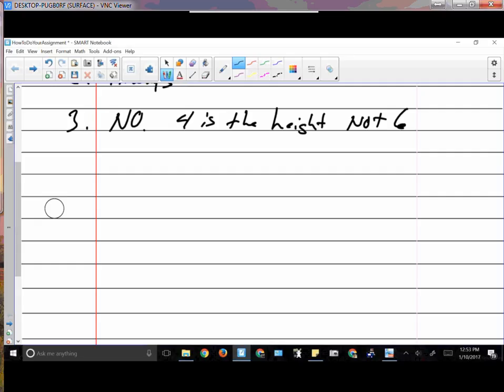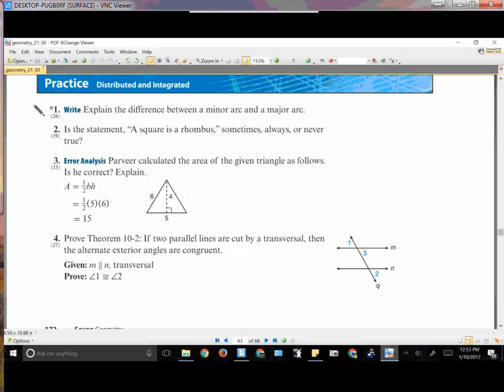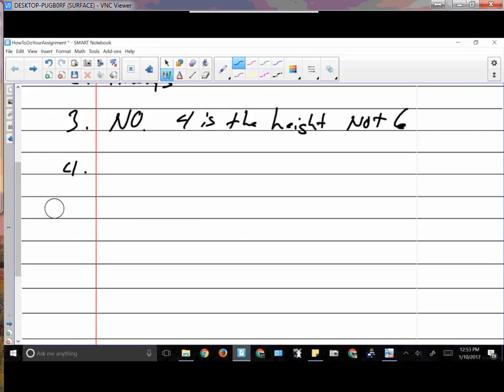So now, next one, number 4. We are supposed to go through and prove. So, I've got 4. I need to do a proof on this thing. So, it says given. We are given that M is parallel to N. We have a transversal going through it. And we are supposed to prove that angle 1 is congruent to angle 2.